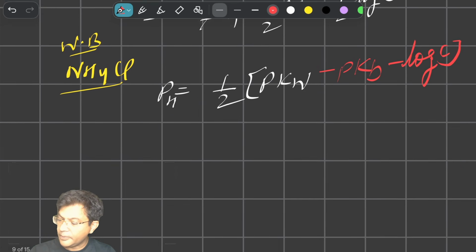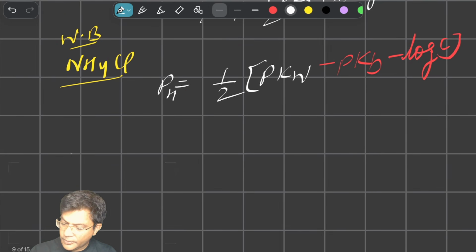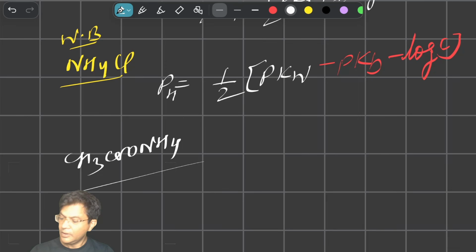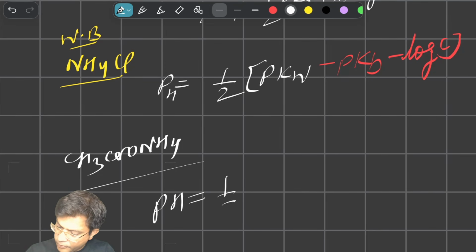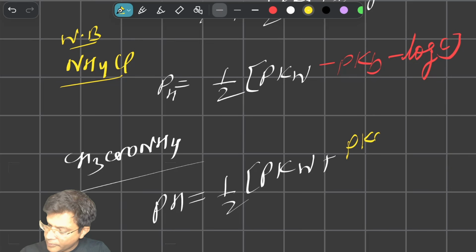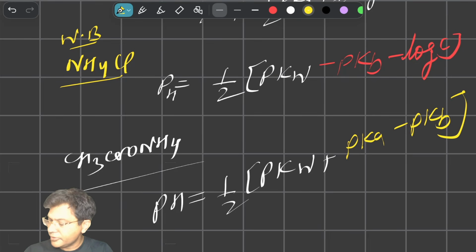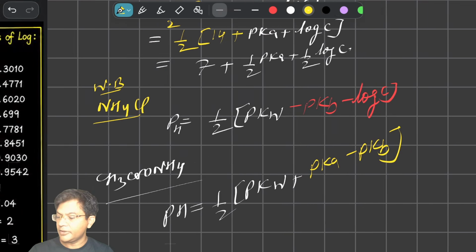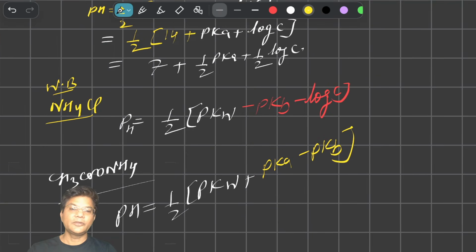Now, if both are weak, for example CH3COONH4, both are weak. So I will say pH is equal to half of pKw, this must be common. Now both are present, so for the acid it is plus pKa and for the base it is minus pKb, right? Base is minus, acid is plus, right?